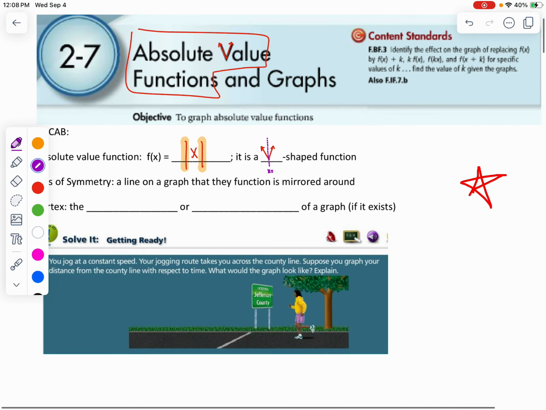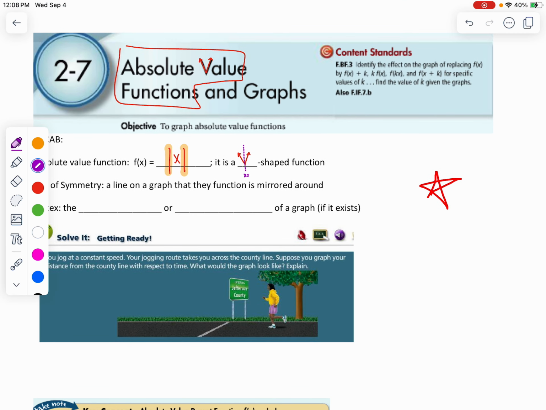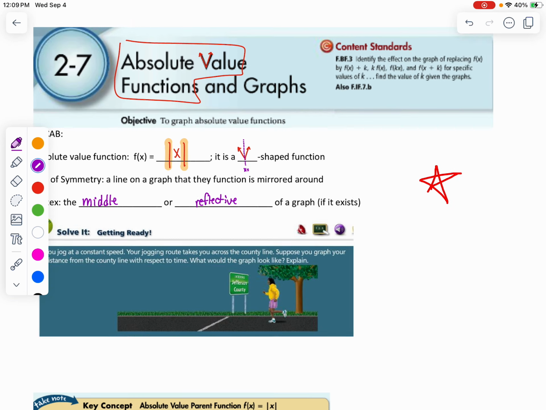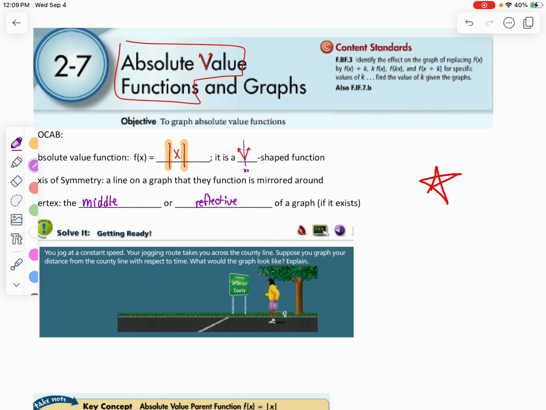And what's this last one? The vertex is the middle point, I guess we could call it. Or it's like where it's reflective part of the graph. It's like where you fold it around. And it is going to exist on all absolute value functions.